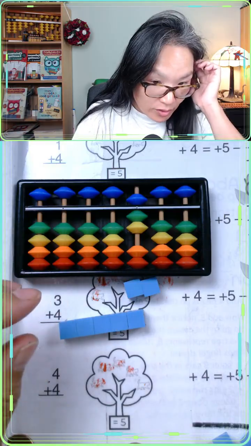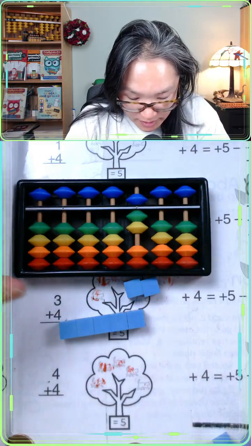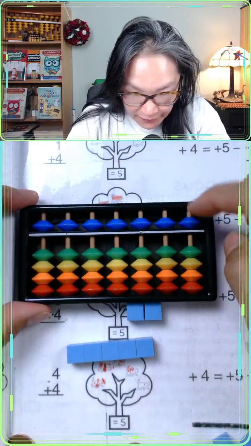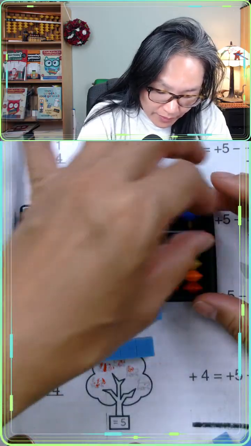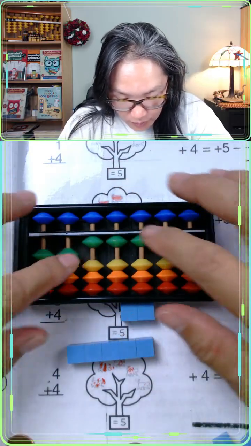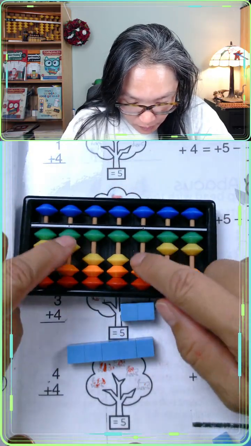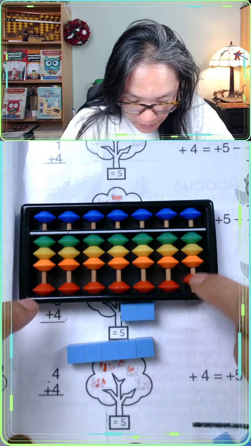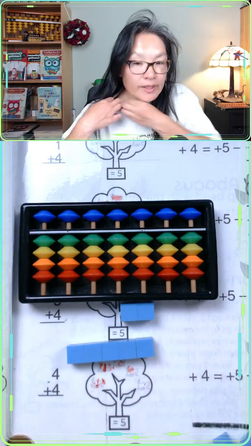Yes, thank you, Paranormal Dad. Yes, the 5 is always the top bead. The top bead is 5. And so the bottom beads are equal to 1. So this is 1. This is 2. This is 3. And then this is 4. Yep.